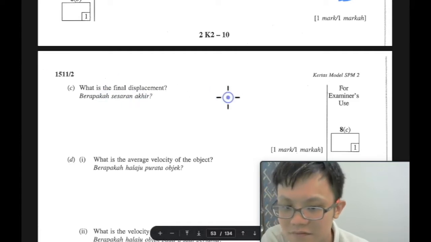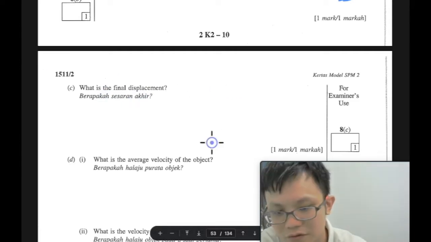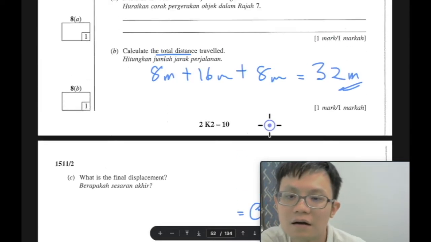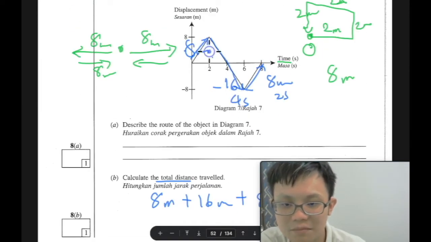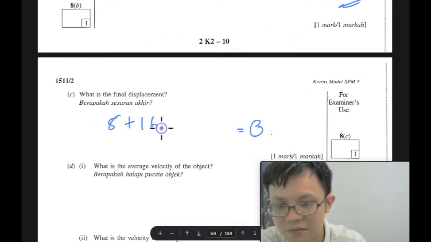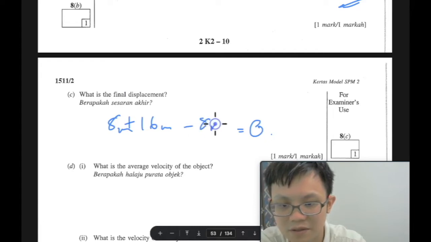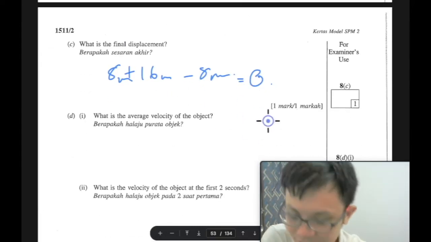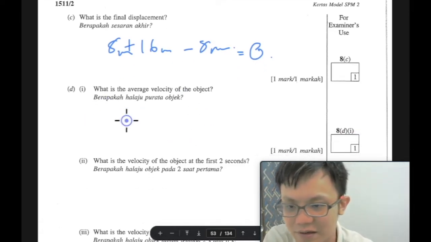Final displacement is 0. Can you do the working? So maybe 8 minus 16 plus 8, you get 0, okay? 8 plus 16 meter minus 8 meter, you get 0. Now I can write it already.